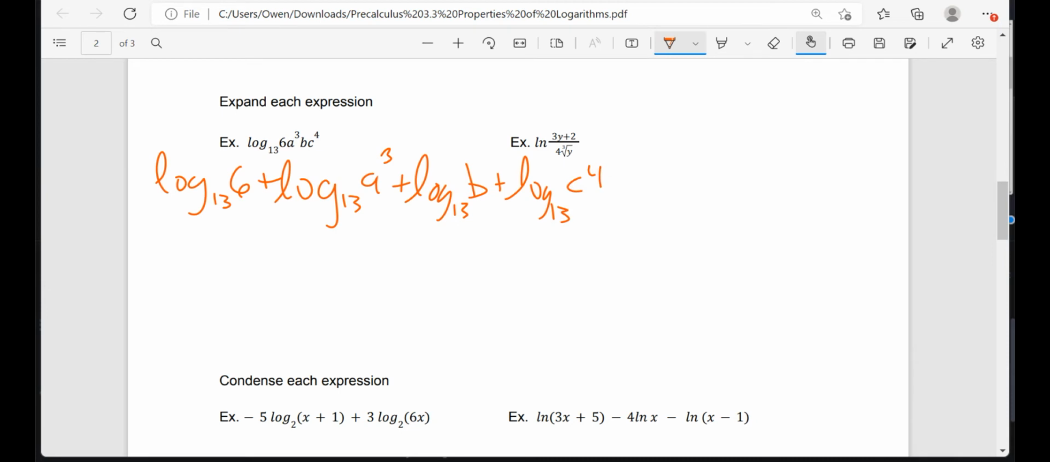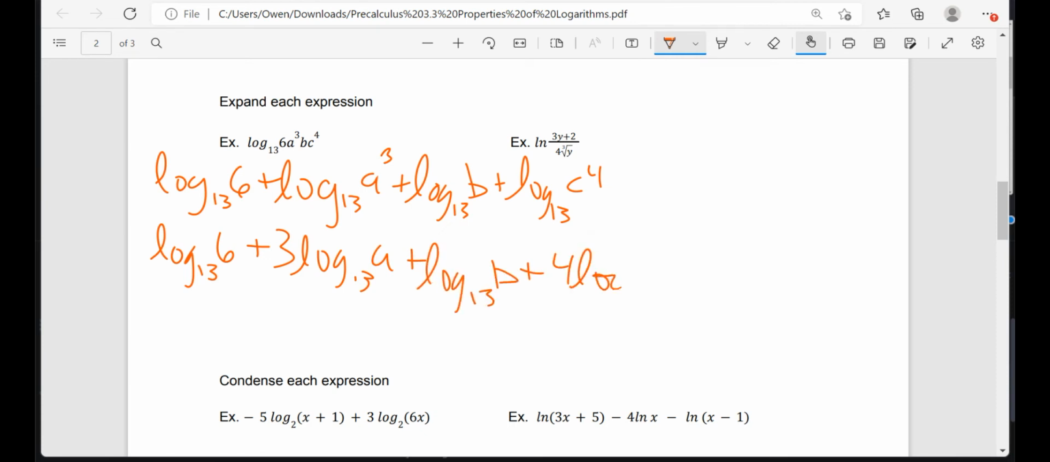You're not done yet, okay? You did not fully expand yet, because in order to fully expand, we are going to be moving the exponents up front and making multiplication. So I'm moving the 3 up front. And that's fully expanded. Okay, cool.